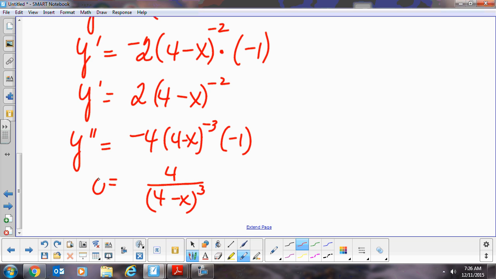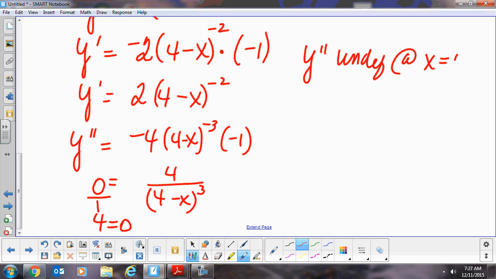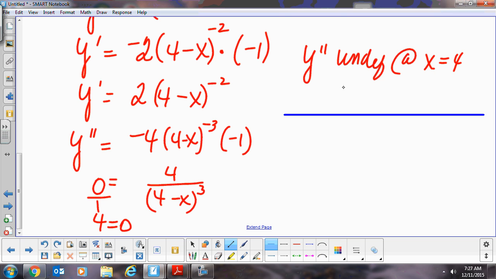So now we're going to set this equal to 0, and we're going to get nonsense. We're going to get 4 equals 0. So then we're going to ask ourselves, where's the second derivative undefined? At x equals 4. So are you going to do a table? Because it's all about concavity. JP, what are your intervals?